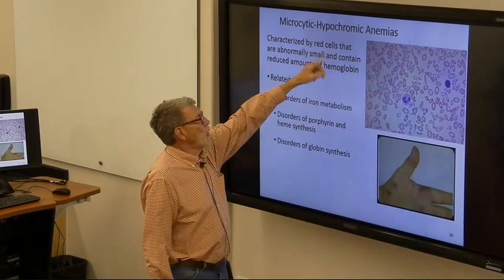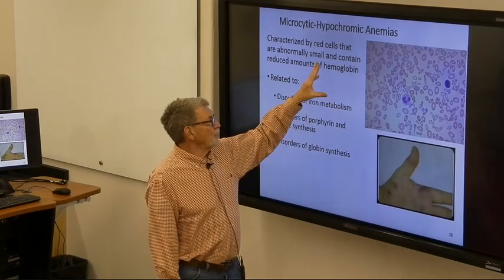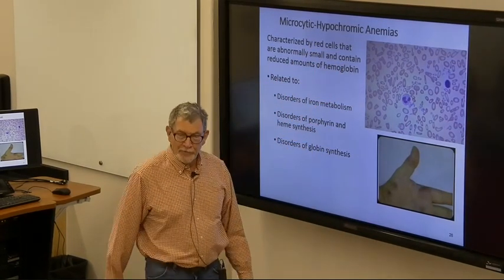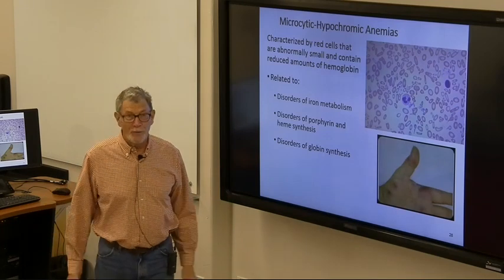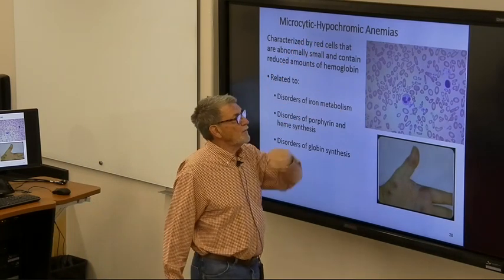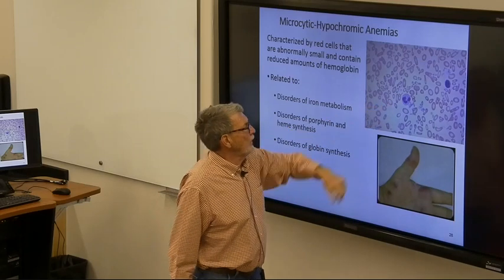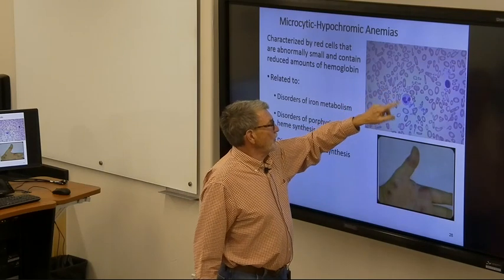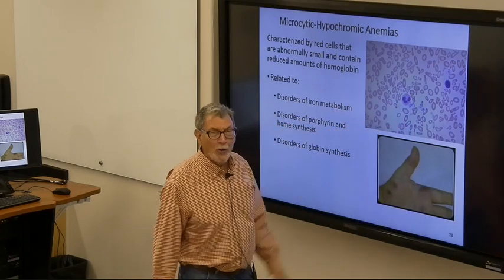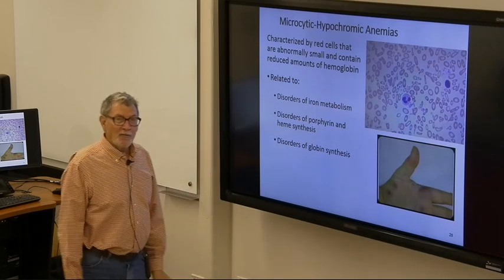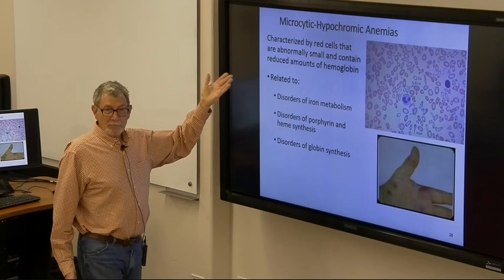Microcytic hypochromic. So now the cells are small and don't have enough iron in them. You don't have enough hemoglobin in them. Hypochromic, not enough hemoglobin in them. This is a white blood cell here. But look at these little kind of shriveled red blood cells. They're really pale. They don't have enough hemoglobin in them.